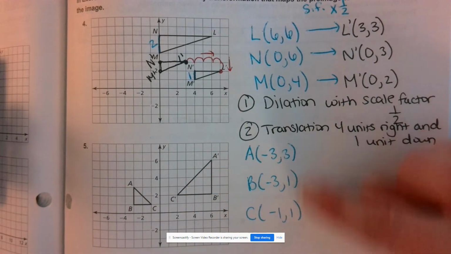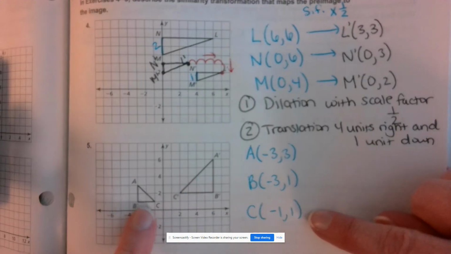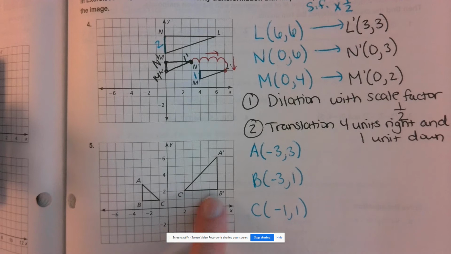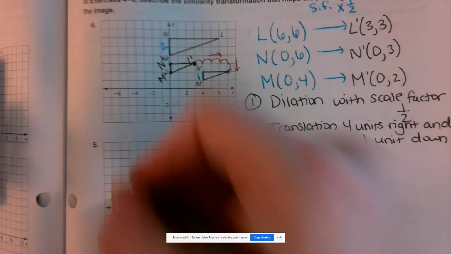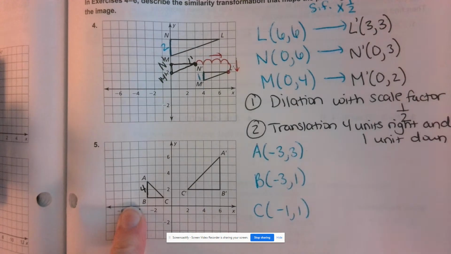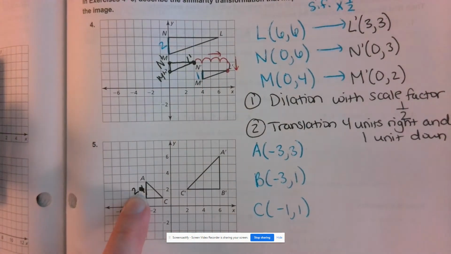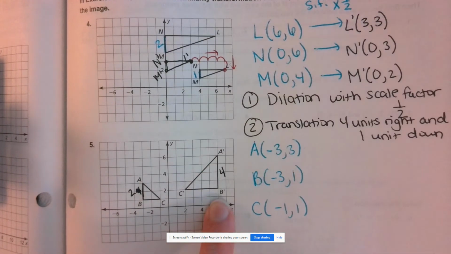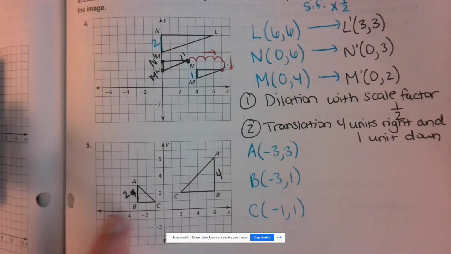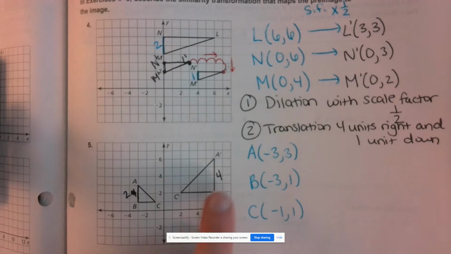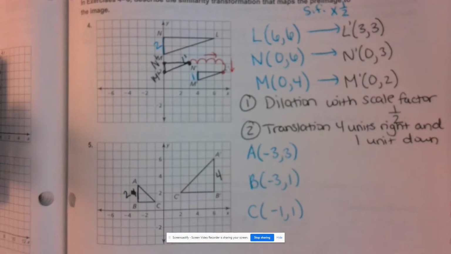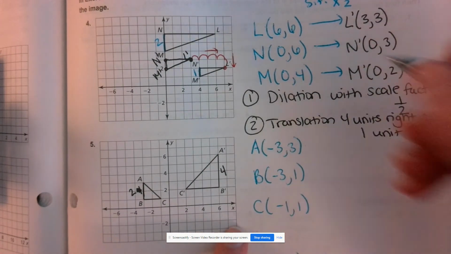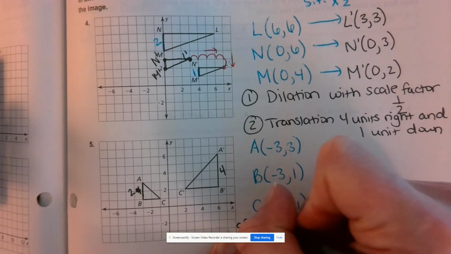In number 5, I went ahead already and listed the ordered pairs of my pre-image. I can tell that I'm going to have to do a dilation to make it larger. So I'm going to pick a length on my pre-image. I'll pick the length AB that has a length of 2. Its corresponding side on the image is A prime, B prime. That length is 4. So in order to go from a length of 2 to 4, my scale factor needs to be 2, because 2 times 2 will get me 4. So I'm just going to make a note to myself that the scale factor is 2.